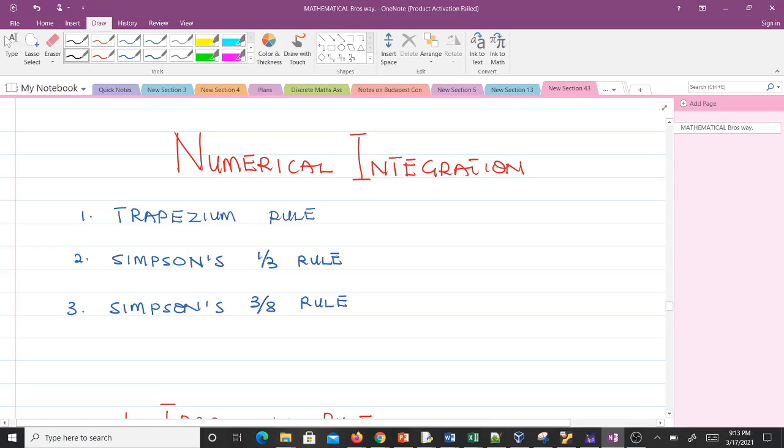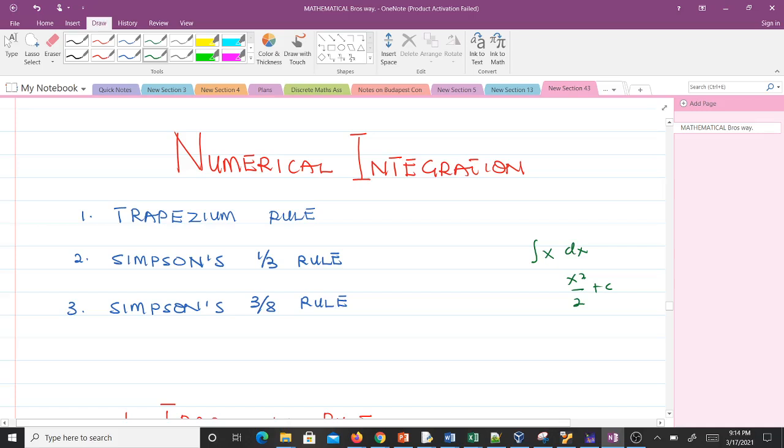So, why is numerical integration important? We have functions that we integrate. For instance, if I should ask you to integrate a function like this, it's very simple to do, right? So, this will give you s squared over 2 plus c.